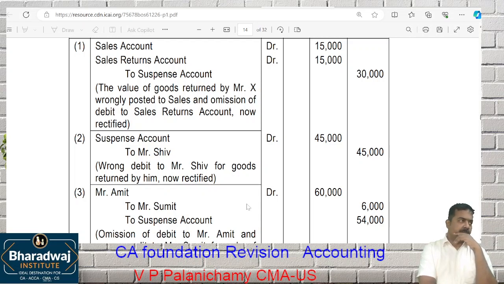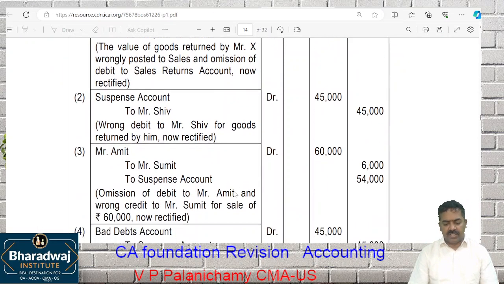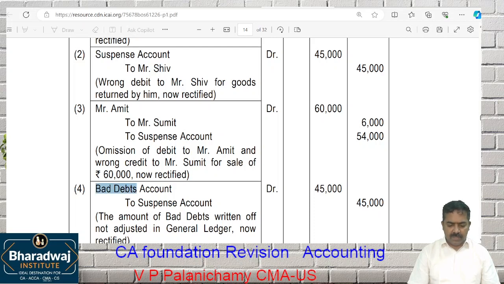Shall we proceed? Next part. Bad debts 45,000 written off during this year in the sales ledger but not adjusted in which one? General ledger. Which means bad debts has not been taken into account. Bad debts has not been recorded at all. We adjusted the debtors ledger, but did not adjust the bad debts ledger. So recorded now. Bad debts account debit to which account? Suspense account.